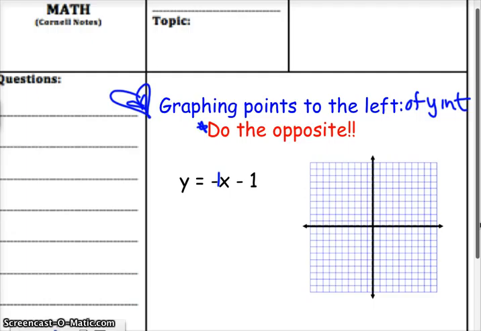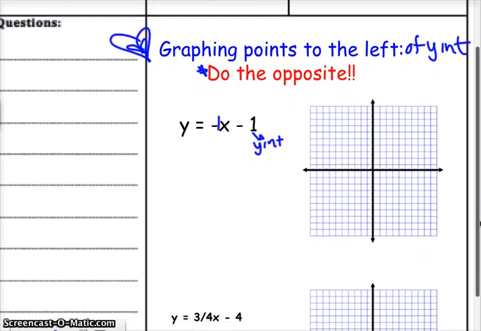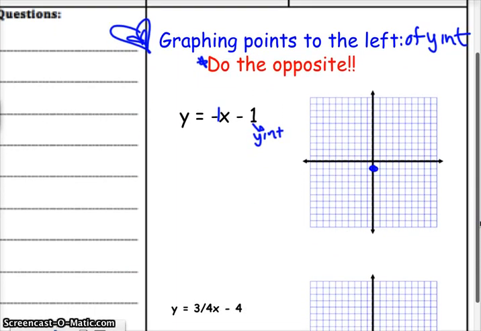For example, this equation, this line, says y equals negative 1x minus 1. So my y-intercept is negative 1, and my slope is negative 1. So I'm going to make a dot at negative 1. There's my y-intercept. That's how I started. You do it too. Then I go down 1 over 1.